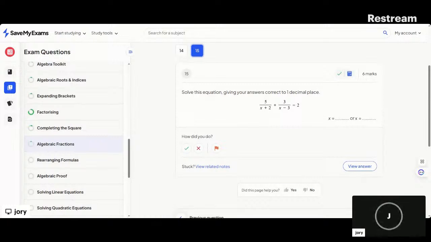Add them together. It's minus 9. And then 3, 5, 6, 7, 8. It's 8x minus 9 equals 2. So you can multiply this equation and then divide this one by 2. So it's going to be 4x minus 4.5 equals x squared minus x minus 6.